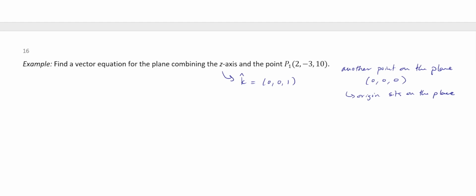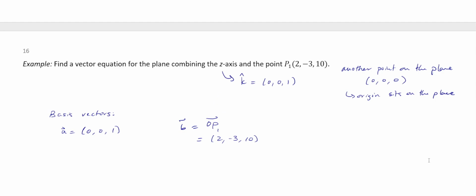Okay, so what I'll do is find my basis vectors. I'll just write over here, basis vectors. Again, I already have one of the basis vectors. I'm just going to use the unit vector in the z direction, (0, 0, 1). And then my other basis vector is going to be from the origin to point 1. That's really just equal to (2, -3, 10), right? Because if I do the origin to this point, then final minus initial: 2 minus 0, -3 minus 0, 10 minus 0. Yeah, it's the same.